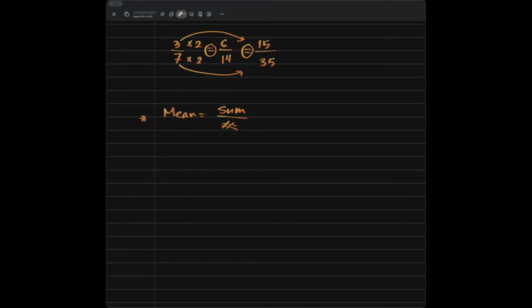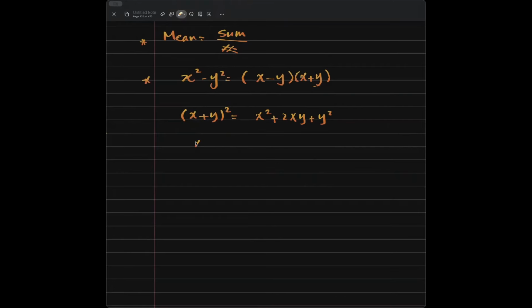Also, you have to remember the rule of the difference between two squares. If you have x squared minus y squared, this equals x minus y times x plus y. And also the perfect square: x plus y all squared equals x squared plus 2xy plus y squared. And you have to know that x plus y all squared does not equal x squared plus y squared.